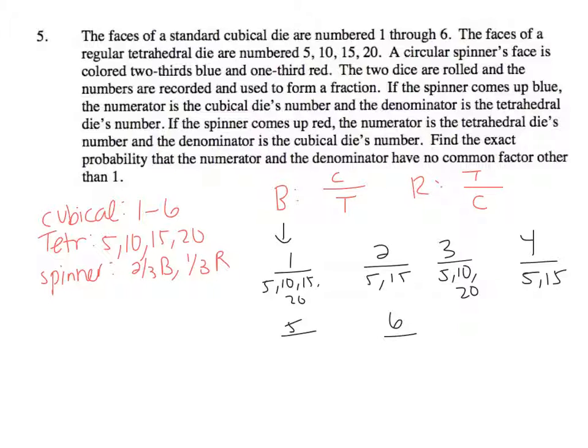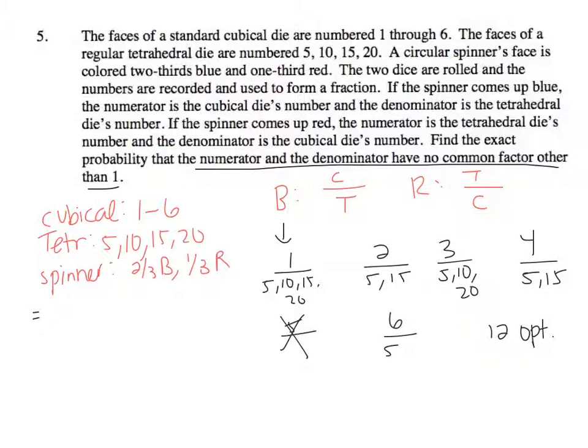For 5, everything has a common factor with 5, so this is a case that I'm not interested in. And then for 6, the only option would be a 5. If I roll a 10, 15, or 20, those all have common factors with 6. So for the probability that the numerator and denominator have no common factor other than 1, these are the cases that we are interested in. So out of these, there's 1, 2, 3, 4, 5, 6, 7, 8, 9, 10, 11, 12. There's 12 options that I'm interested in. Okay, so this is the 12 for the blue case. They're going to be the same 12 as for the red case, just the reciprocal.